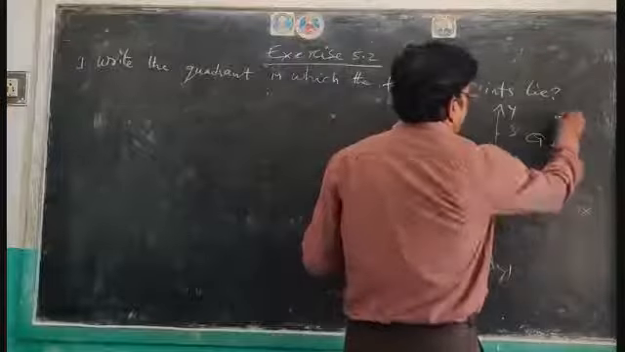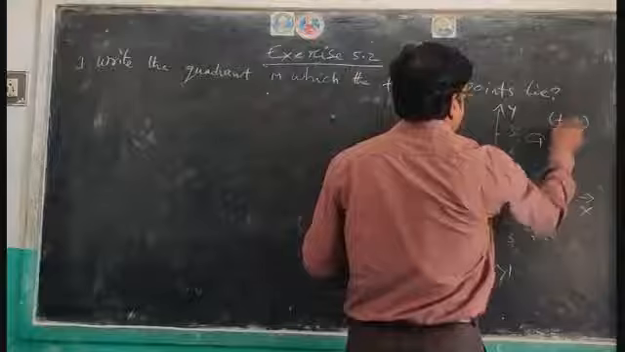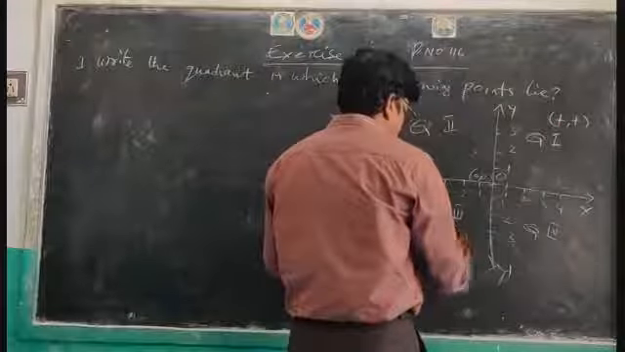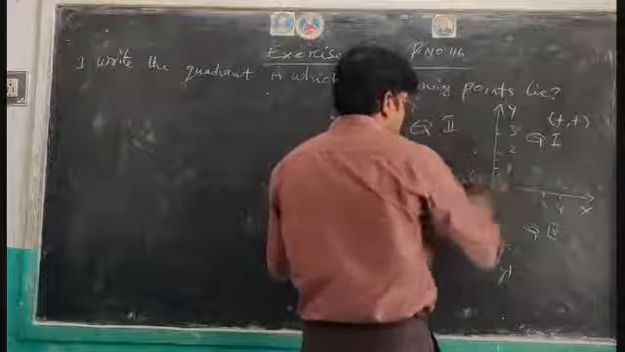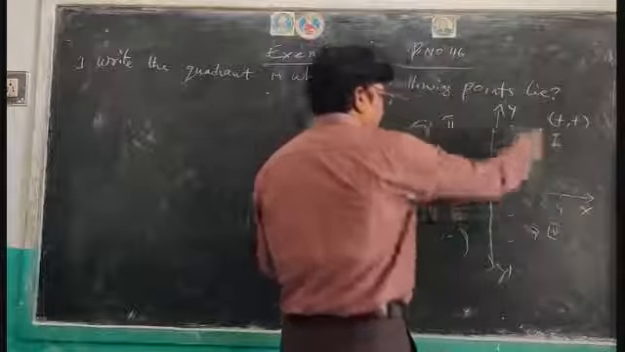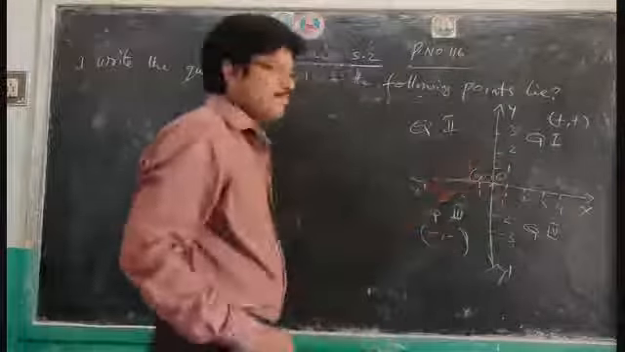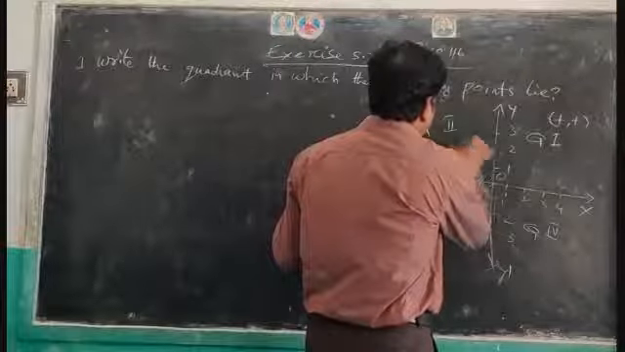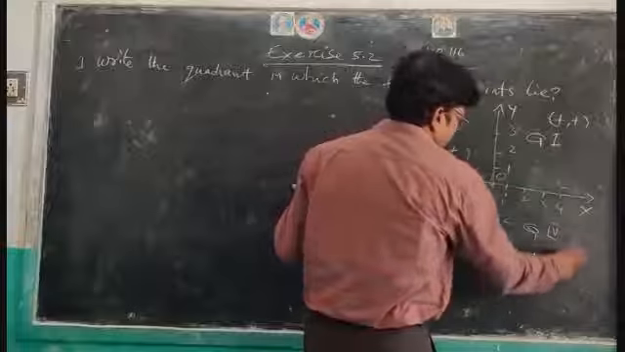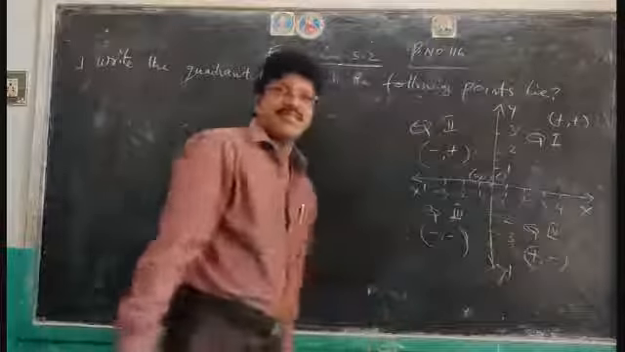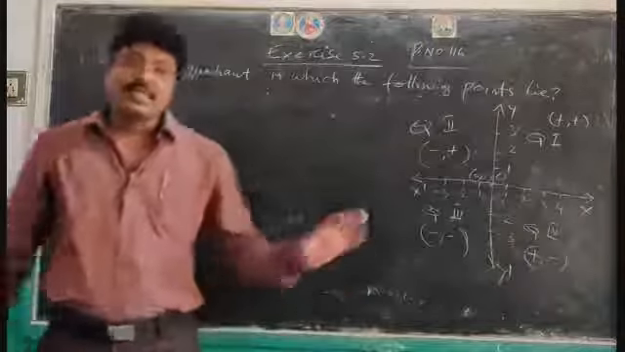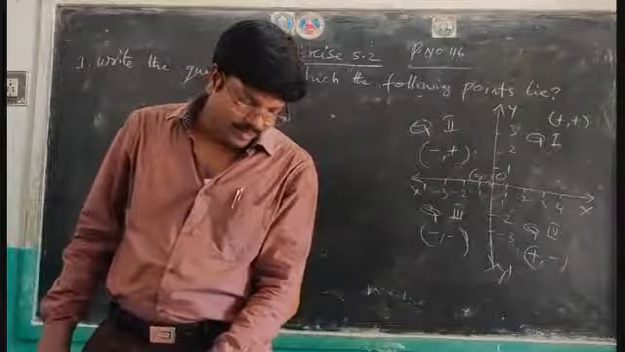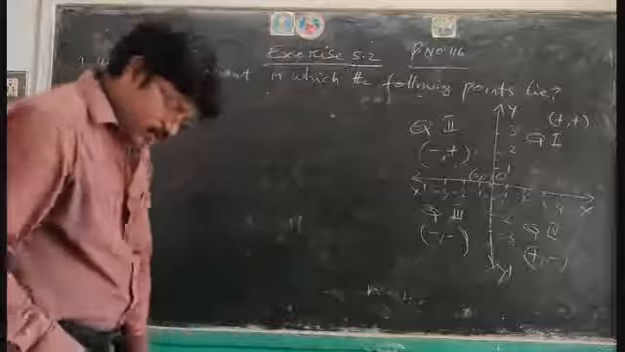In the first quadrant all are positive. In the third quadrant all are negative. In the quadrants opposite the first, the signs are positive, negative. Here negative, positive, positive, negative, positive, negative. Okay? Like that you have to remember it.